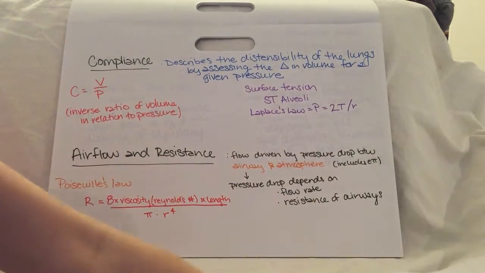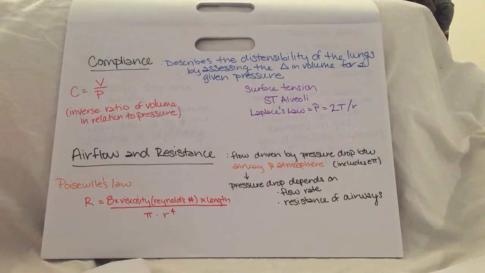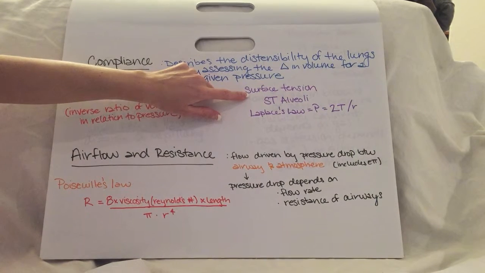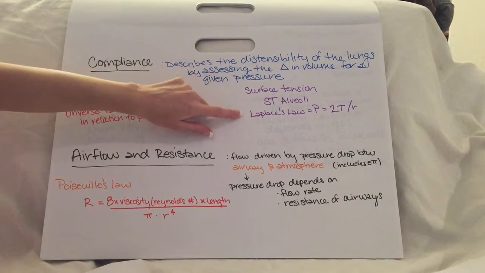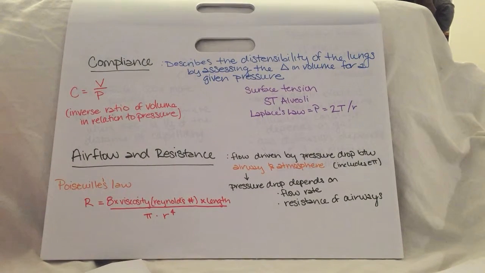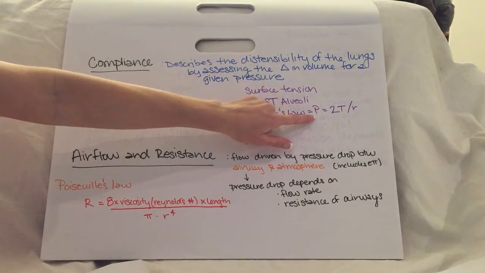So we have increase in the volume of the chest cage, lowering our interpleural pressure. Another important factor to consider then is surface tension. So surface tension can be defined by Laplace's law, which is pressure equals 2 times the tension divided by the radius. So the smaller the radius, the higher the surface tension, or the higher the pressure.